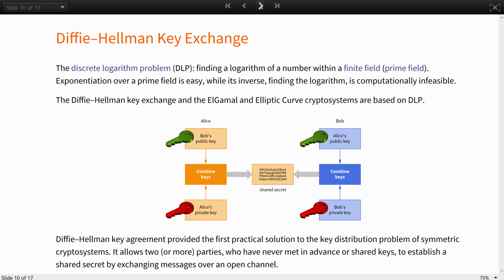The Diffie-Hellman key agreement provided the first practical solution to the key distribution problem of symmetric cryptosystems. It allows two or more parties who have never met in advance or have shared keys to establish a shared secret key by exchanging messages over an open channel.